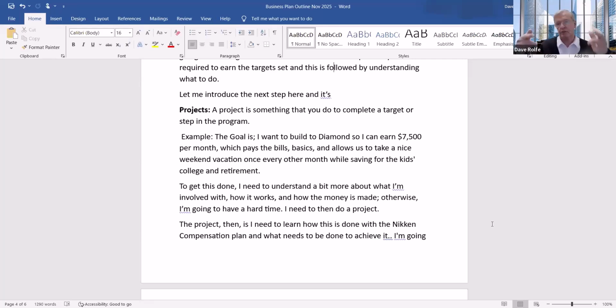But in order to do this, you got to remember, how does Nika make its money? By selling products. How do you make money? By selling products, not by you, but other people in your organization. And you'll make money from a distributor who becomes successful. You don't make anything off the person that's not successful. Believe you me, I've had thousands of them, so I understand it. That's part of the game. So the goal is I want to build to diamond so I can earn $7,500 per month, which pays the bills, basics, and allows us to take a nice weekend vacation once every month while saving up for the kids' college and retirement. To get this done, I need to understand a bit more.